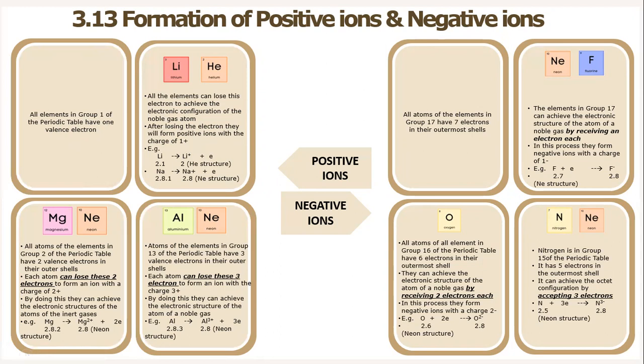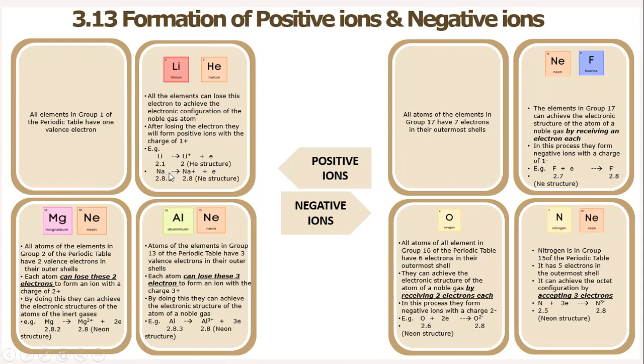The example given here is lithium. Lithium's electronic configuration is 2.1. But after losing the electron, it forms a positive ion with a charge of 1 positive. So the electronic configuration for lithium now becomes 2. And 2 is actually the helium electronic configuration structure.